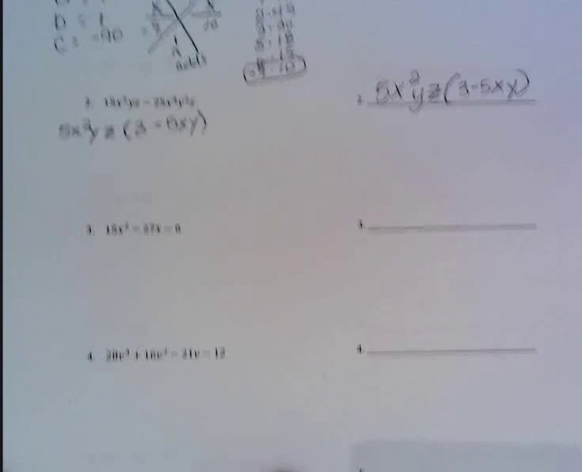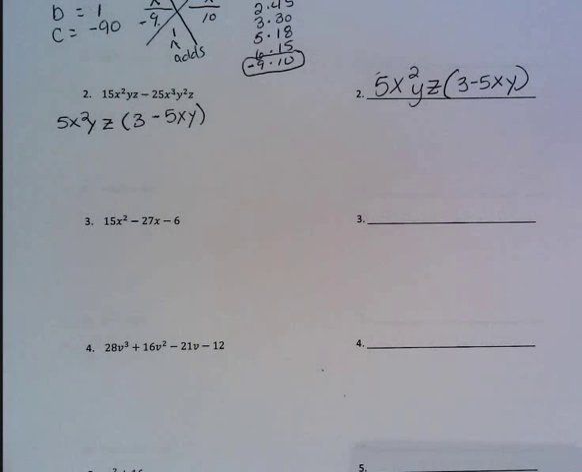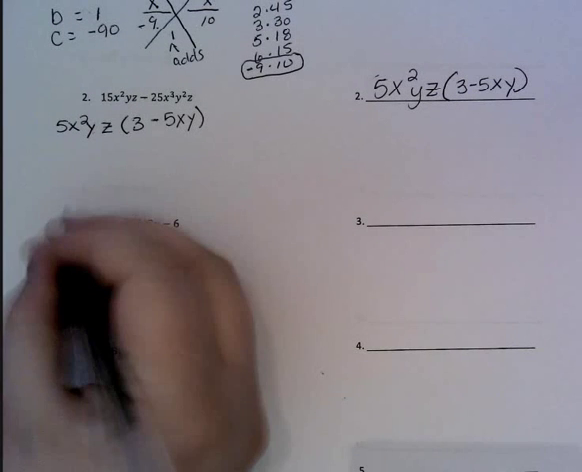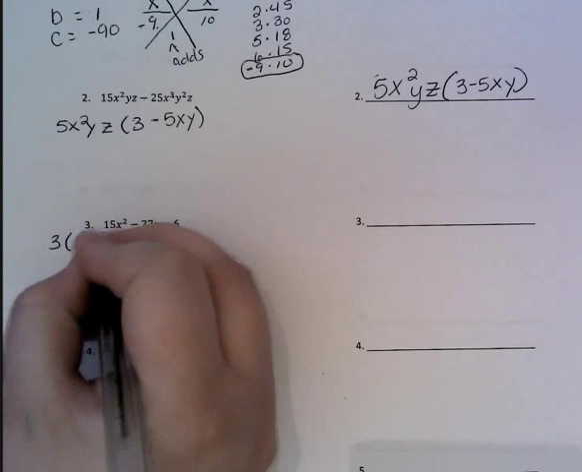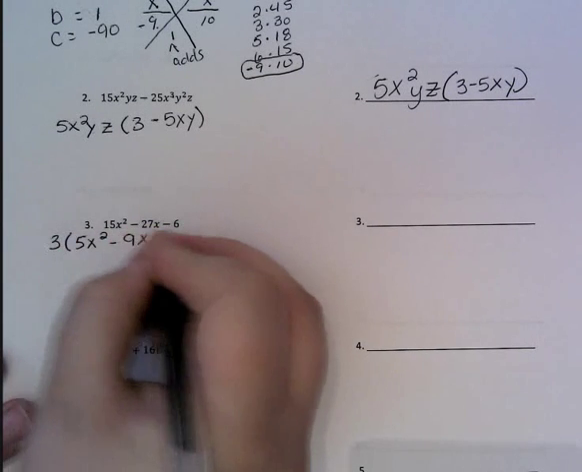Number 3, step 1 is to take out my greatest common factor. Well, there is a greatest common factor, and it's 3. So I'm left with 5x squared minus 9x minus 2.